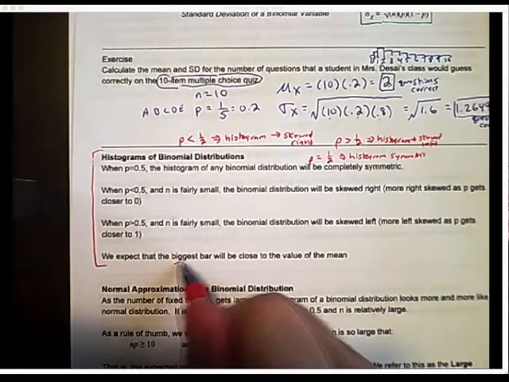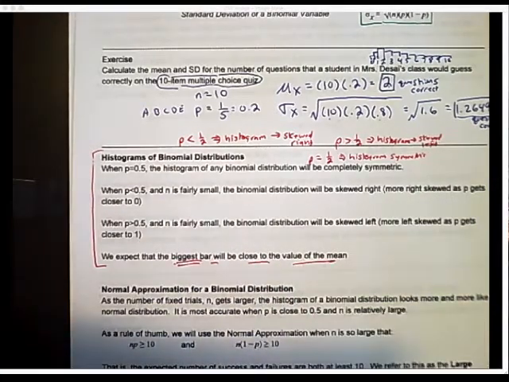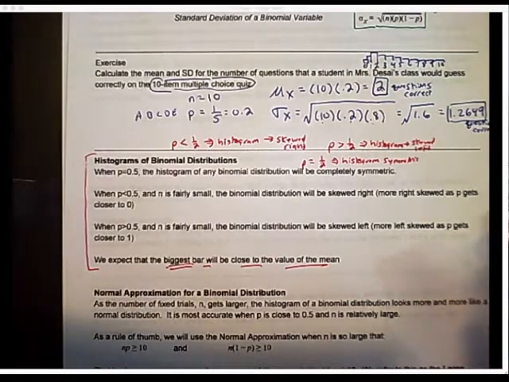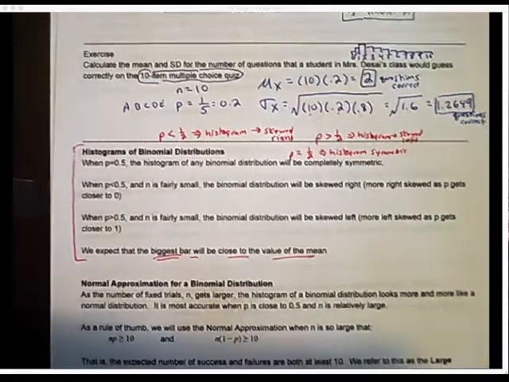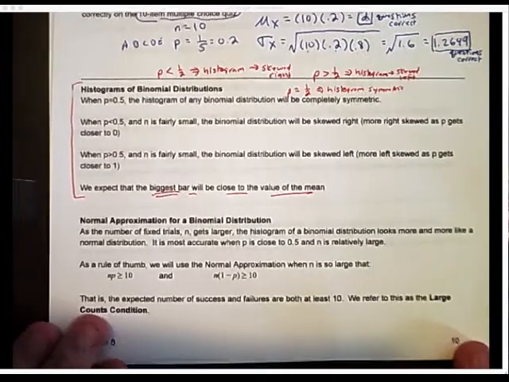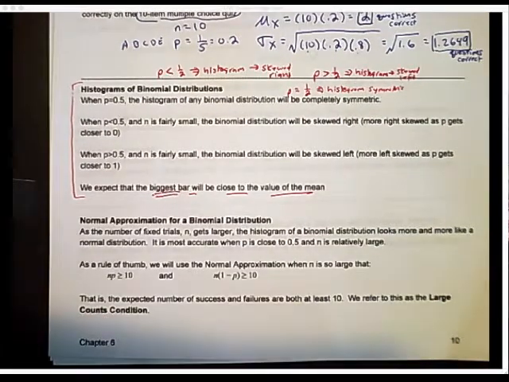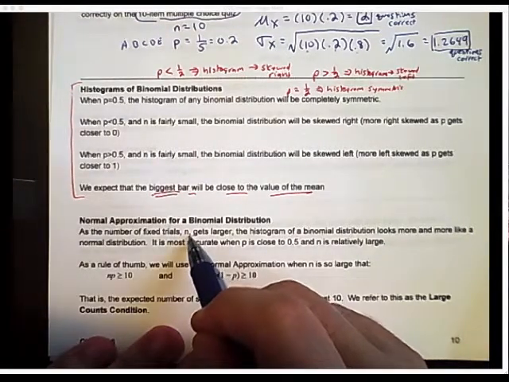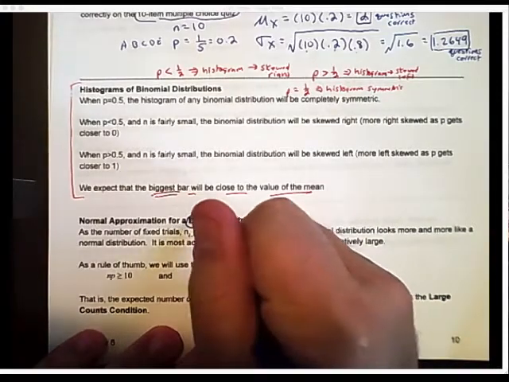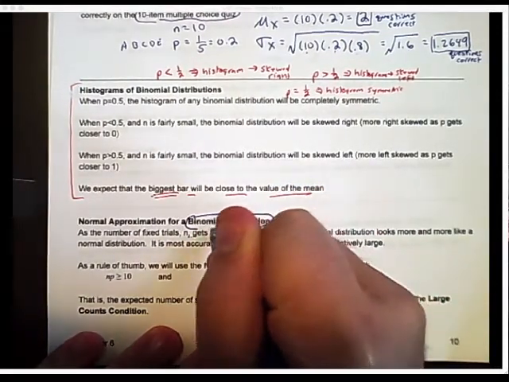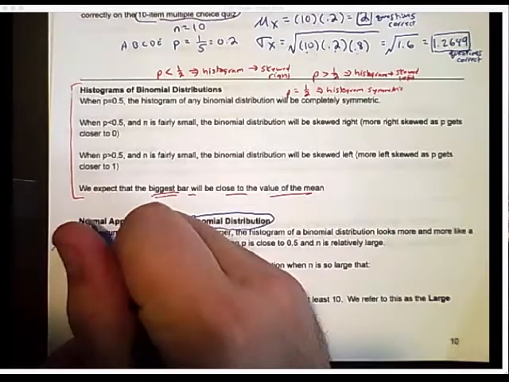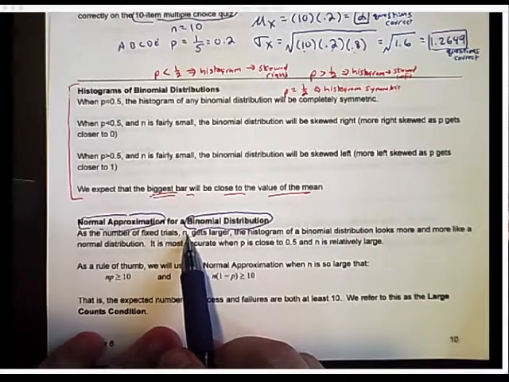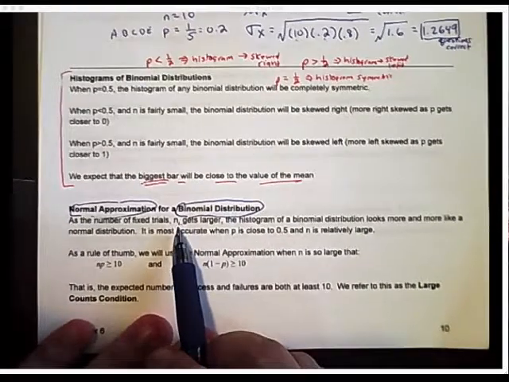We expect that the biggest bar will be close to the value of the mean. Okay. Right. Now, we can also do something else. When n gets really big, the binomial probabilities, or the binomial distribution, starts to look more and more normal, as long as n gets big.